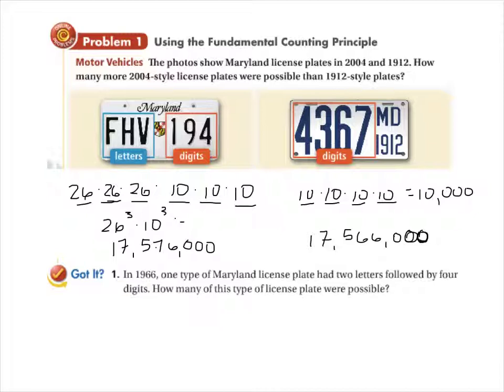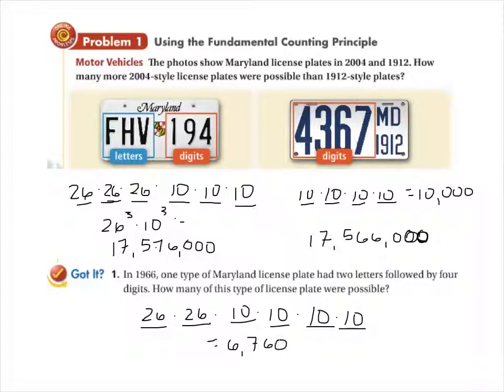In 1966, one type of Maryland plate had 2 letters followed by 4 digits. How many types of plate were possible there? Try it out. Okay, so you should have 26 times 26 for the letters, times 10, times 10, times 10, times 10 for the numbers. Multiply that out, we get 6,760,000.